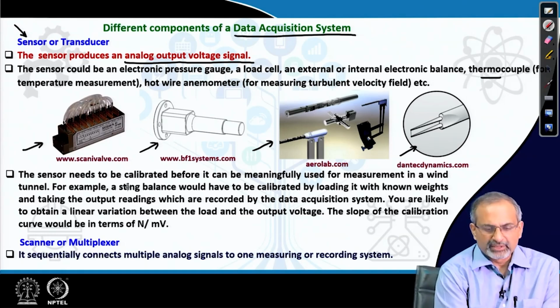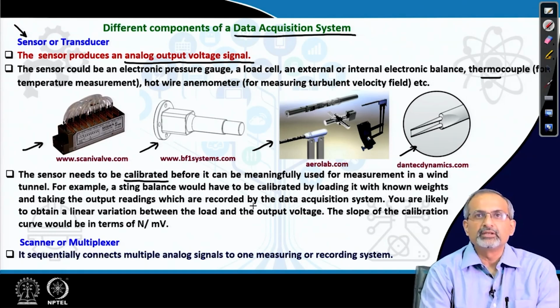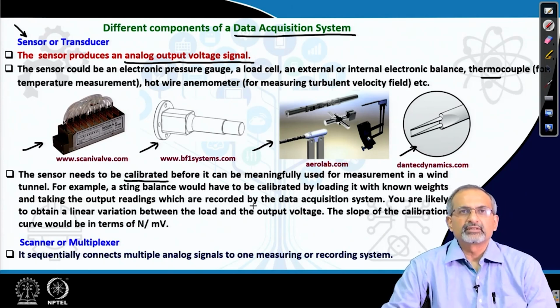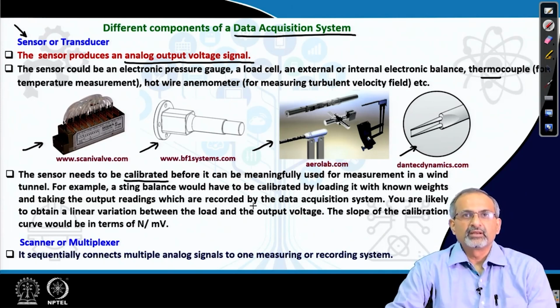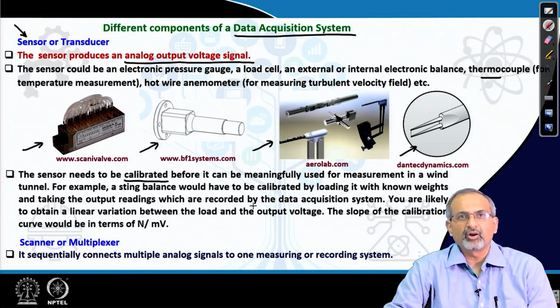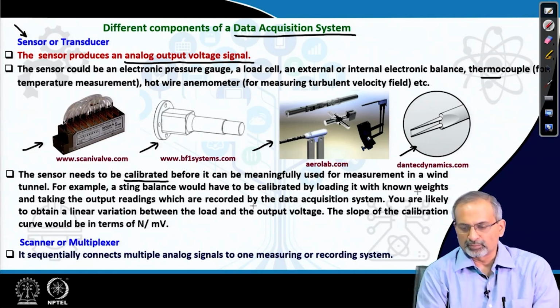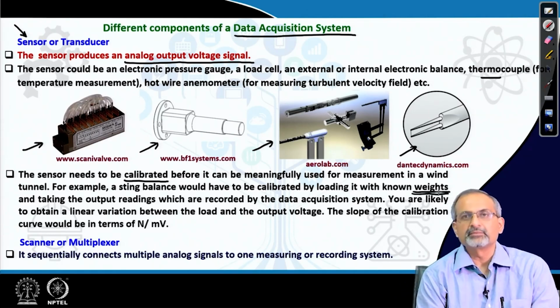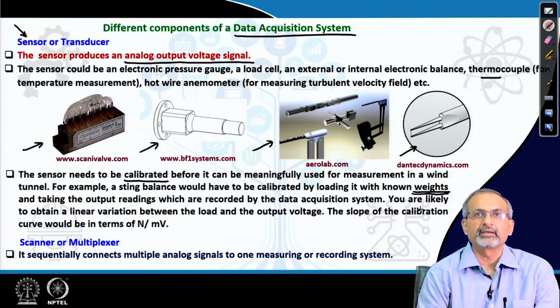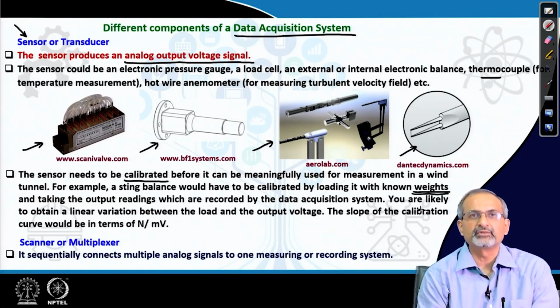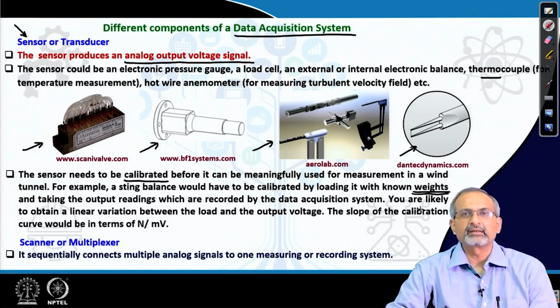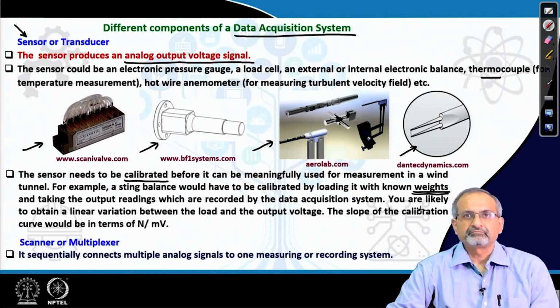Of course, the sensor needs to be calibrated before it can be meaningfully used for measurement in a wind tunnel. For example, if you are using a sting balance, it has to be calibrated by loading it with known weights and taking the output readings which are recorded by the data acquisition system. So, prior to making wind tunnel measurements, you have to do the calibration by applying weights and loads for calibrating each and every component of the balance. We have discussed this aspect to some extent already, both in the sense of mechanical as well as electronic balances.